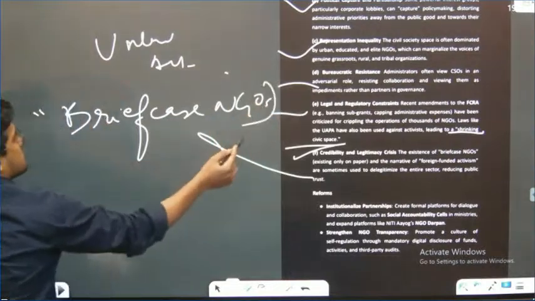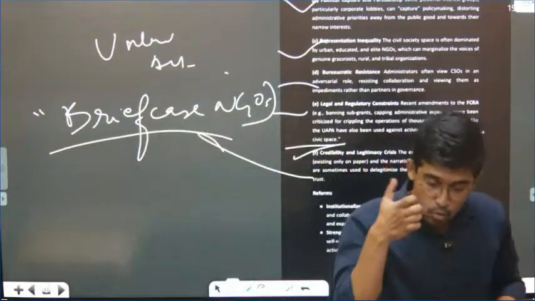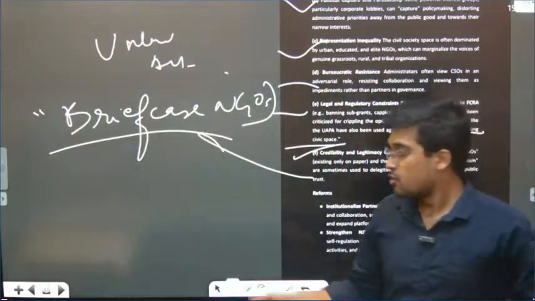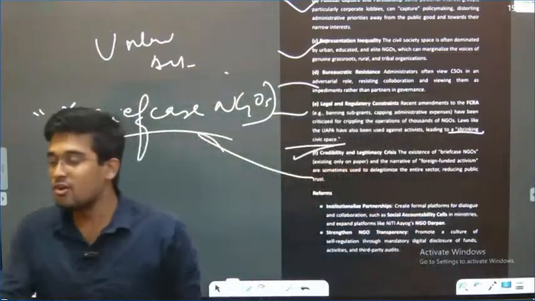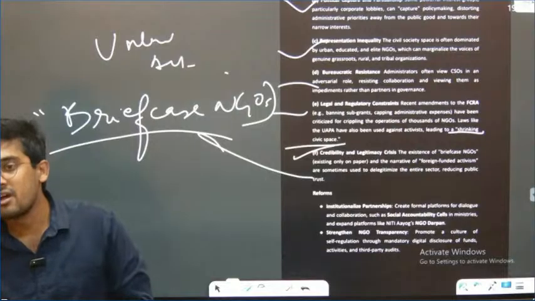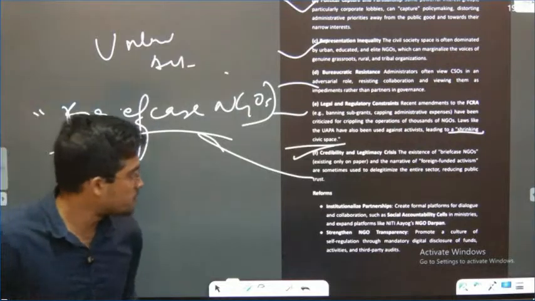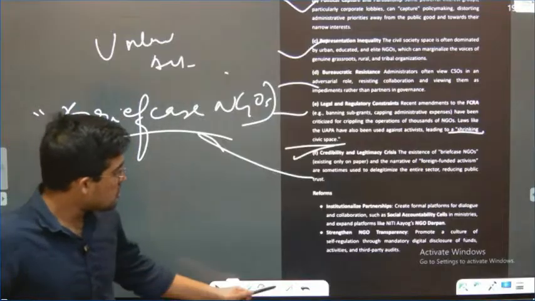Briefcase NGOs. What are these briefcase NGOs? They are only there to channel money. They are only on paper. They are there to channel money or to save taxes. So these briefcase NGOs are also there. Now, what all reforms are needed?